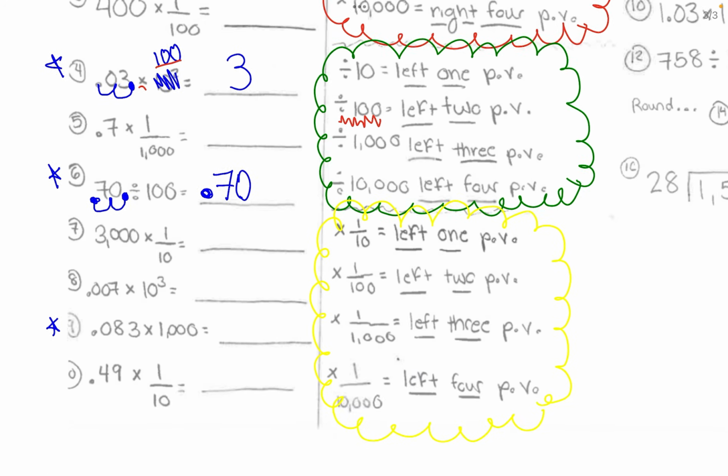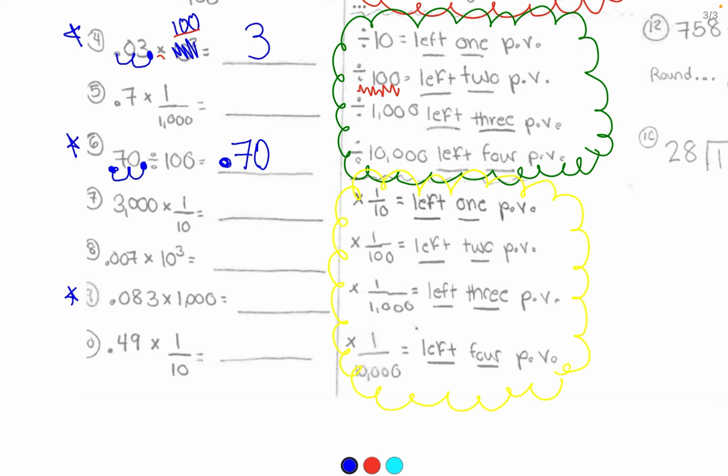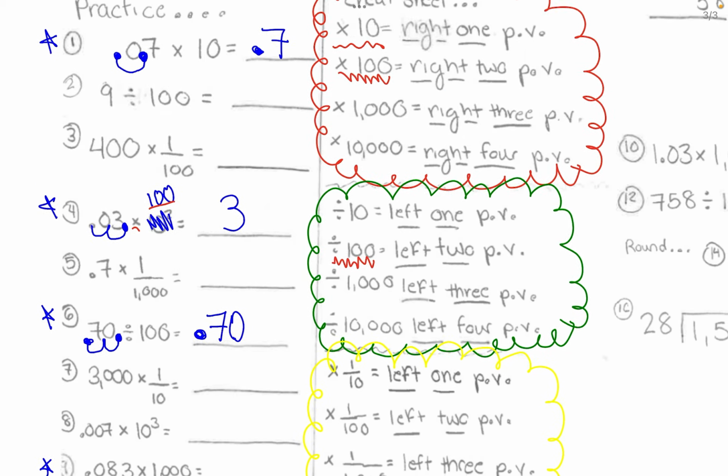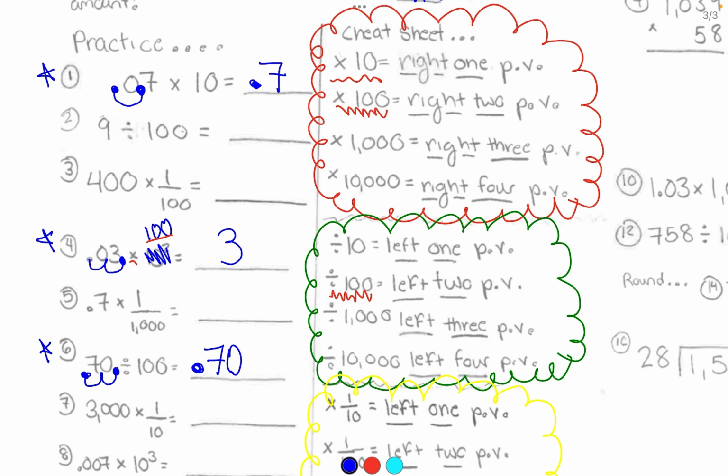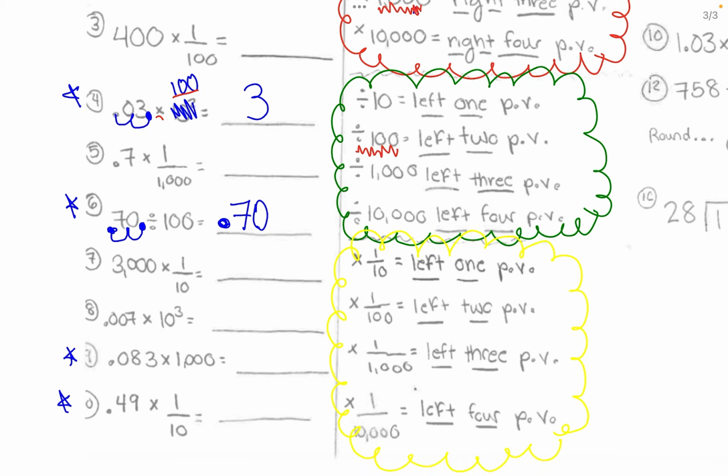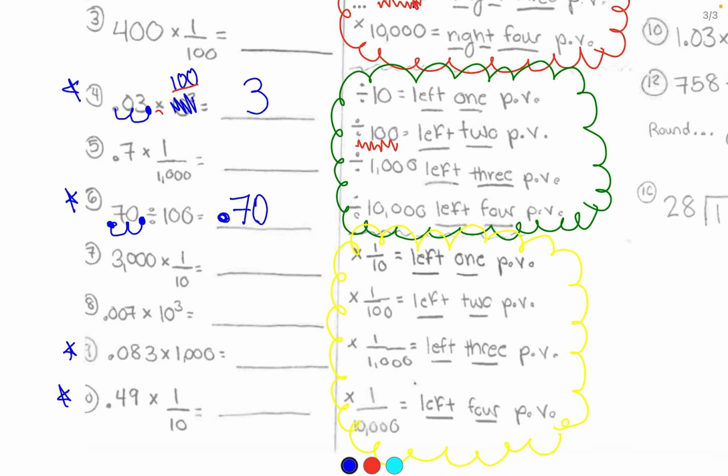And the last one, I'll do two more. I'll do number 9, I'll do number 10. I have 0.083 times 1,000, so I'm gonna look at my red stuff. The cheat sheet for times 1,000 is jumping to the right 3 place values. So I'm gonna take that decimal, I'm gonna jump it to the right 3. 1, 2, 3. And 0.083 times 1,000 is a plain old 83.